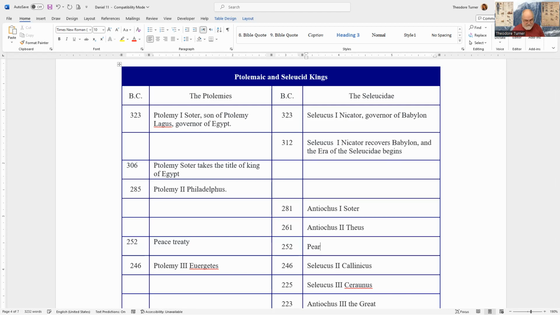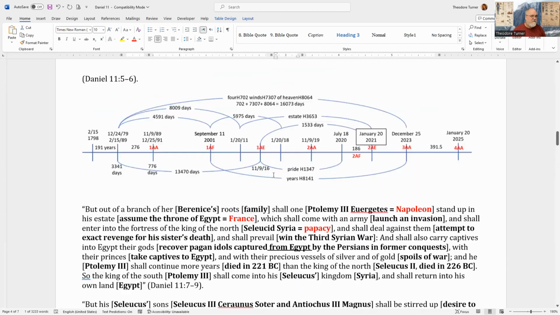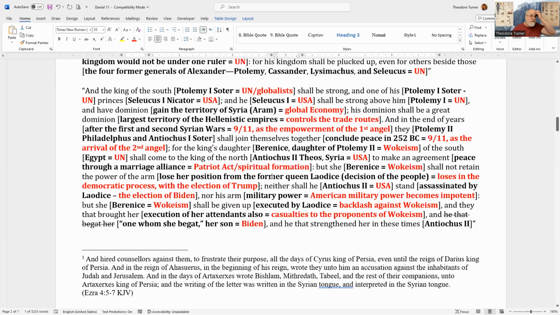Or maybe you find a better way to do it. But anyway, for now, I'll put that there. That's 252. So we can see there's this symbol here. Might be able to just do it some other way. Anyway, for now, I'll leave that. I'll make it look better. So they're going to have this at 9/11. They conclude peace in 252 BC, and we're paralleling that with 9/11 as the arrival of the second angel. So we have 9/11 here twice as the formalization and as the empowerment symbolized here.